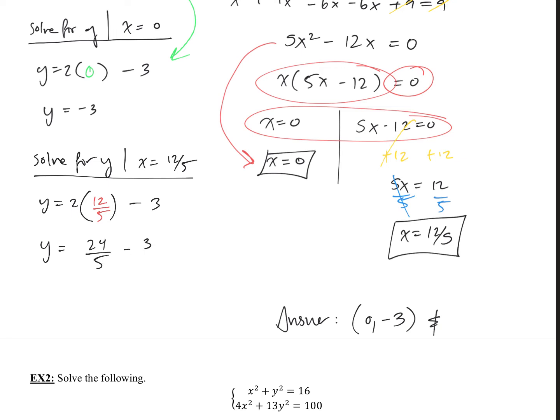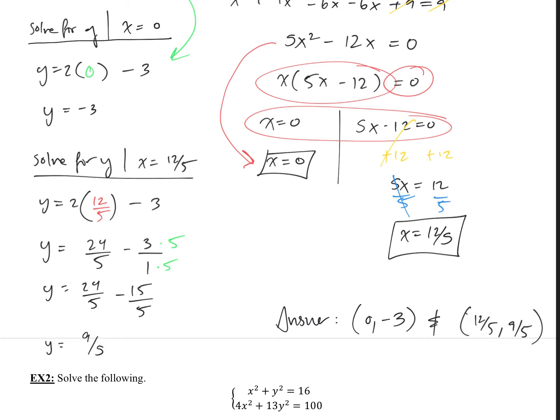Now I want to add the fractions, so I'll go ahead and put a 1 under the 3, and then I'll build up by multiplying by 5. And I have y equals 24 over 5 minus 15 over 5. So what is 24 minus 15? That's going to be 9. So y is going to equal 9 over 5. And then the other answer is going to be, let's see, it was 12 over 5, 9 over 5. And you don't need to make it any more complicated than that.